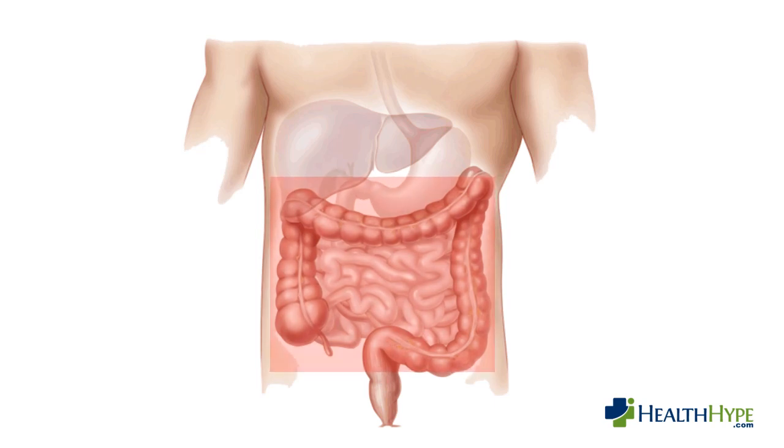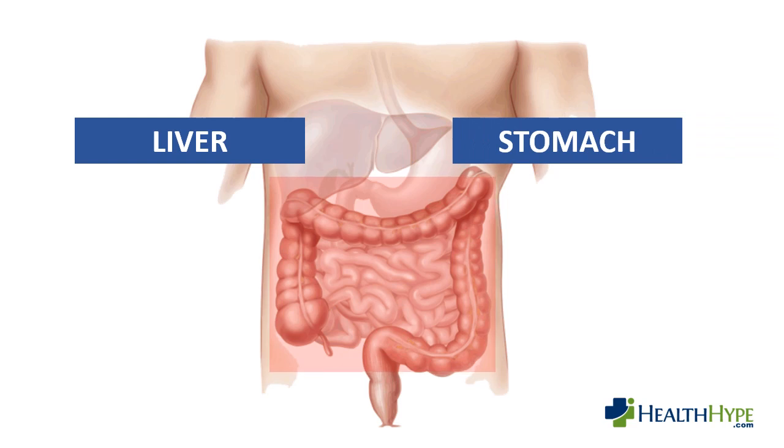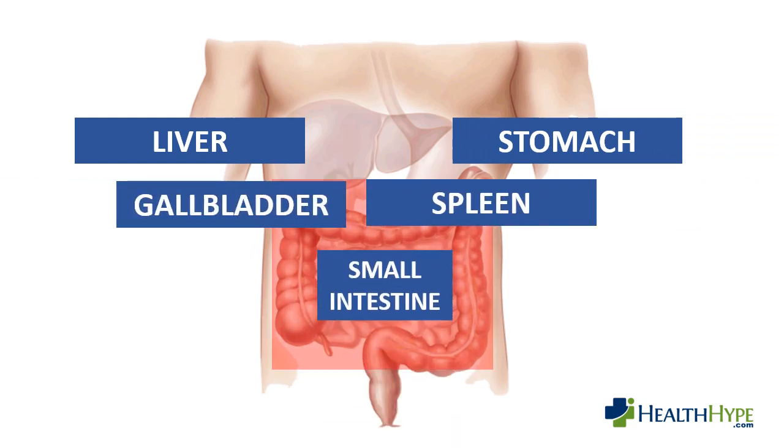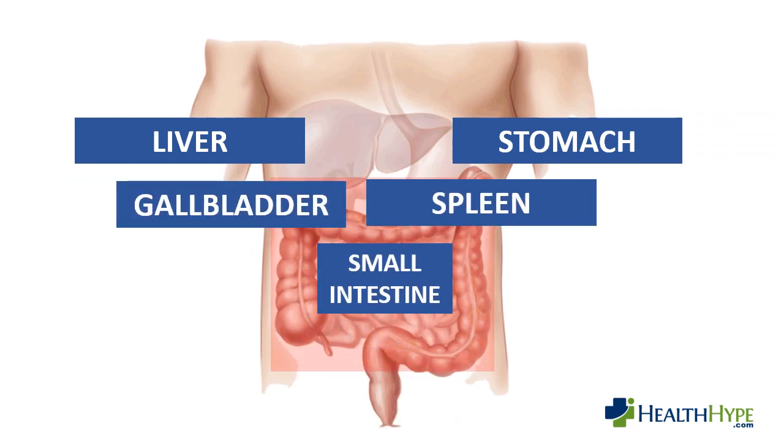It lies close to several other abdominal organs, such as the liver, stomach, gallbladder, spleen, and small intestine. Therefore, it is often difficult to isolate abdominal pain as arising from the colon. Other symptoms must also be considered before abdominal pain is diagnosed as colon pain.